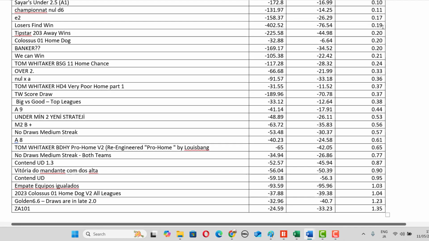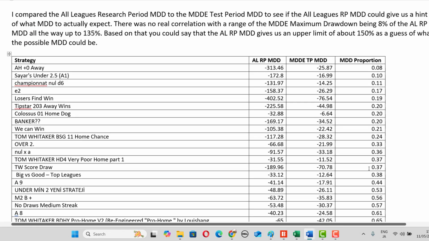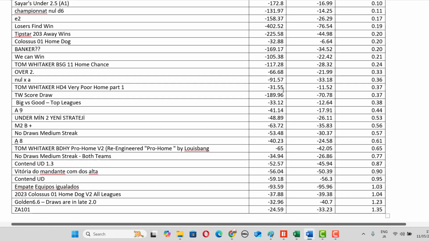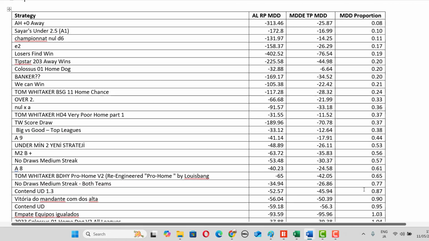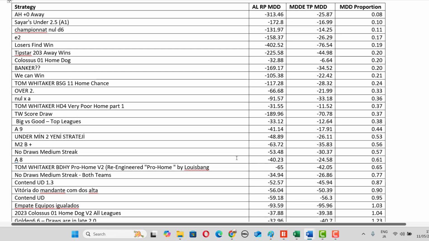And what I found is that there was a range where the maximum drawdown from the method I want to use, the MDDE method, was generally either equal to or less than the All Leagues research period maximum drawdown, with just a few of them, the highest level being 1.35. For me, what this means is that now I've got something I can really hold on to when I'm predicting my maximum drawdown. Even though I'm going to follow and bet on selections from leagues selected by the MDDE method, I'm going to base my expected drawdown on the All Leagues drawdown.